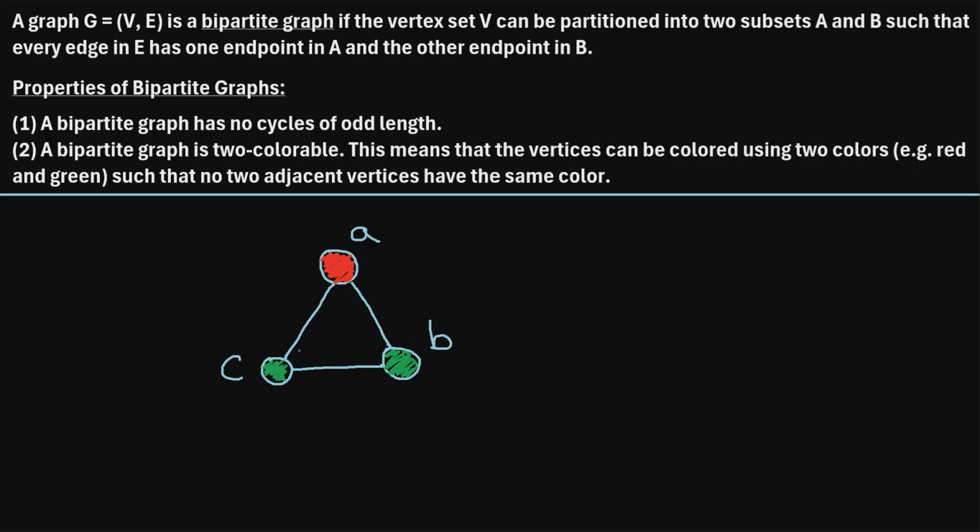So because vertex B and C are adjacent to each other and they have the same color, it means that this graph is not two colorable. As a consequence, it is not a bipartite graph.